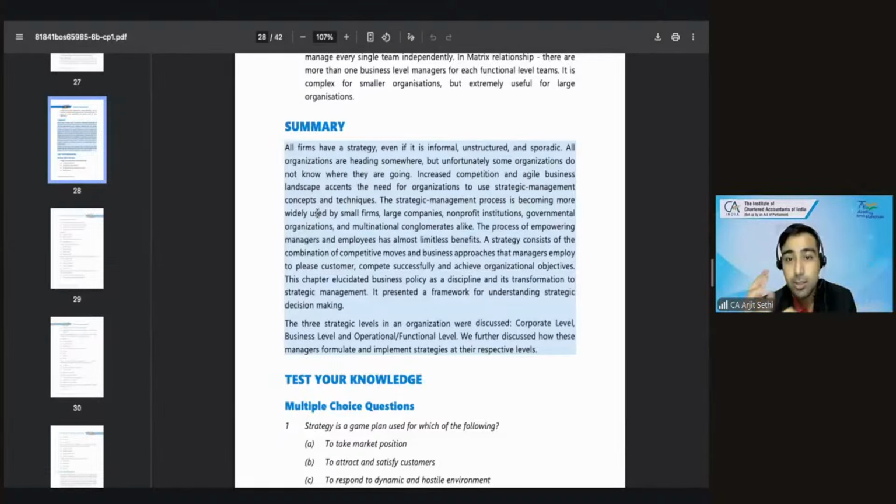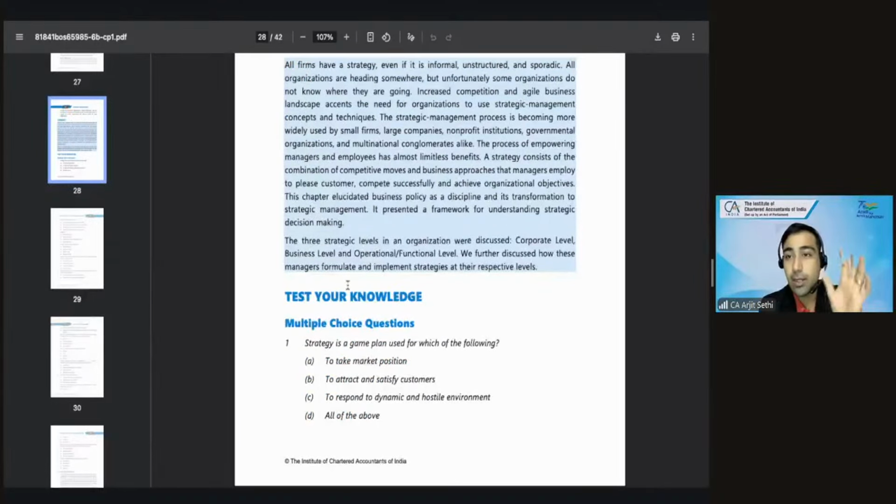Study the summary to quickly glance. इस chapter में ये है. Okay, we are talking about corporate level, we are talking about intro, and so on. Okay, then start solving questions altogether.